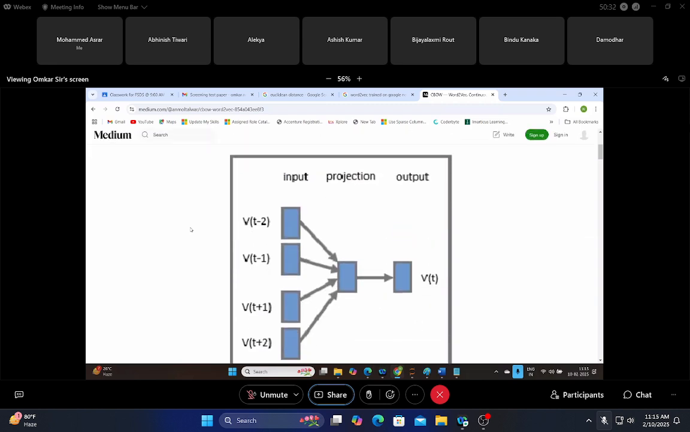So this is the architecture. Tell me, what is the VT2 minus T1 T1? What is that meaning?